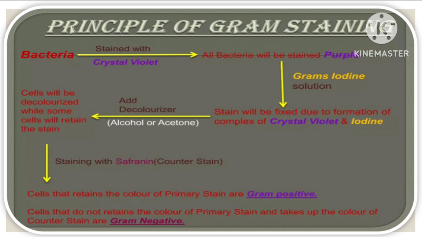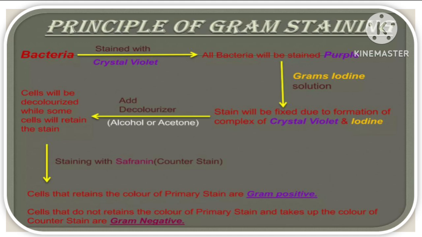Principle of Gram staining. Bacteria are stained with crystal violet. All bacteria will be stained purple. After adding Gram iodine solution, the stain will be fixed due to formation of a complex of crystal violet and iodine. After adding decolorizing alcohol or acetone, some cells will be decolorized while some cells will retain the stain. Then stain with safranin, known as the counter stain.